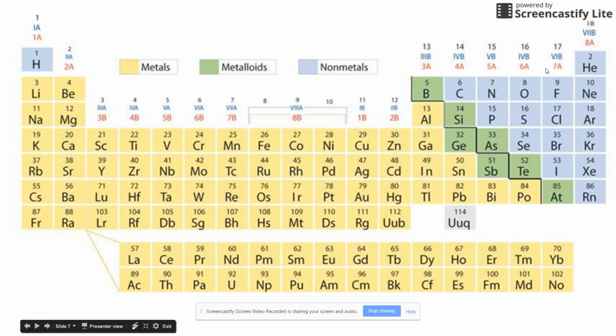The nonmetals tend to be highly electronegative, and these will attract electrons to have 8 electrons in their valence shell. And the metals, which tend to be low in electronegativity, will tend to give up electrons to have 8 electrons in their valence shell.